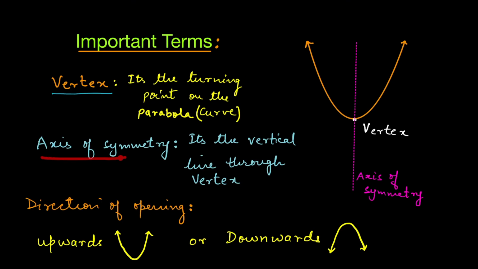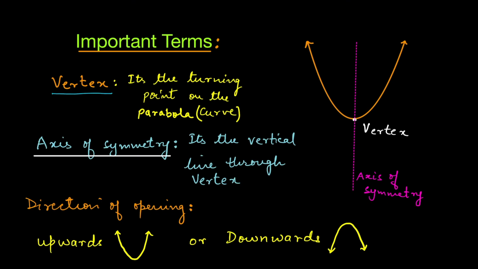Then next we have the axis of symmetry. So the axis of symmetry is the line, a vertical line we say, which divides the parabola into two equal halves. So there is an equal half on this side as well as on this side. So this line, the dotted line which I've drawn, is the axis of symmetry. So this is written here, the axis of symmetry.